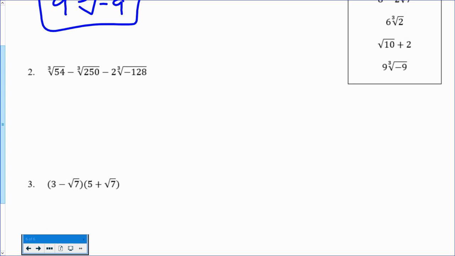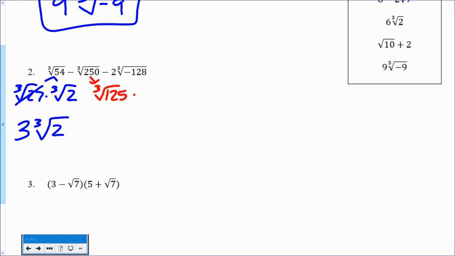Number 2, I must first simplify those radicals to see if I will be able to combine any like radicals together. 54 would break into the cube root of 27 times 2, cube root of 2. Cube root of 27 is 3, so I've got 3 cube roots of 2. 250, I've got the cube root of 125 times the cube root of 2. That's a minus in between. Cube root of 125 is 5. Cube roots of 2.